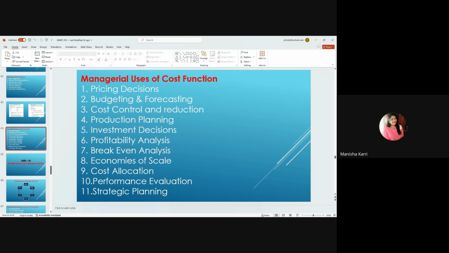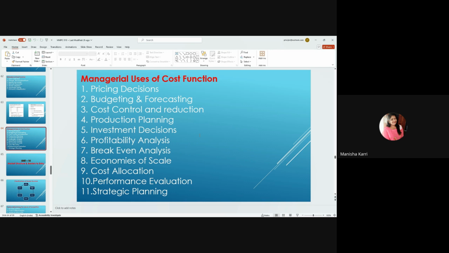Another one is production planning. Means the cost function generally aids in determining the most cost-effective levels of production. Managers can use this information to plan production schedules, manage inventory levels also, and optimize the use of resources.